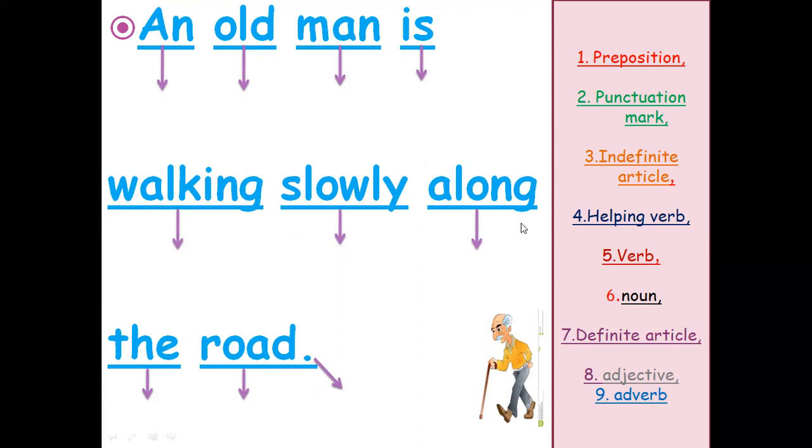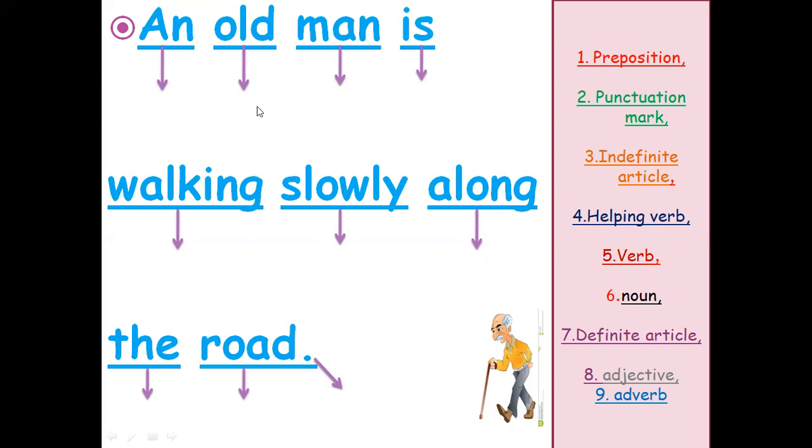Okay, children. Now, what you are going to do here is you are going to label these words. In English language, each and every word belongs to a word class or a category. So, you are going to find out the category these words belong to. Now look at the first word, that is an. What is the word class this word an belongs to?